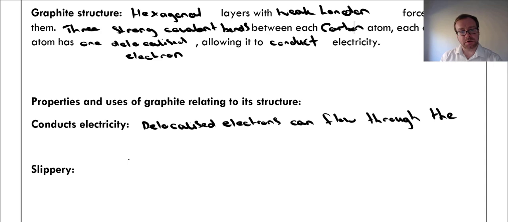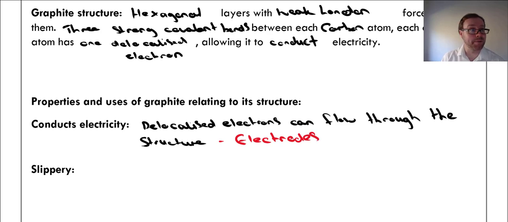And we use it for making electrodes, which I'm sure you've seen before, or maybe even used when you've been doing an electrolysis experiment in the lab. Also slippery. Why are they slippery?